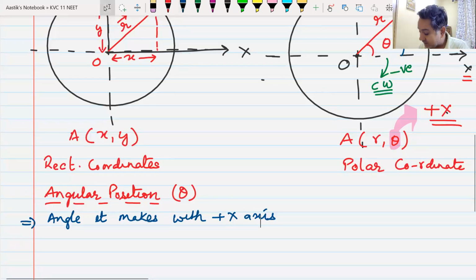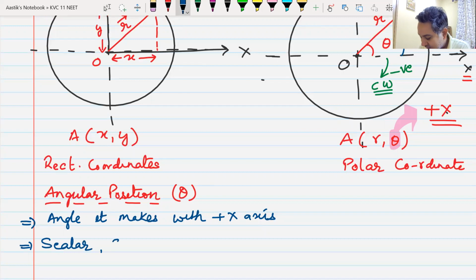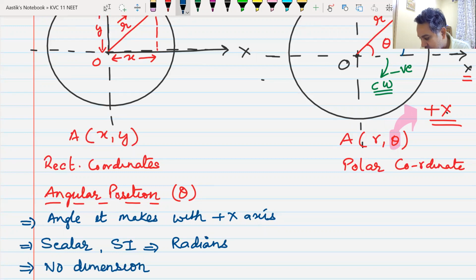What type of quantity is angular position? It is a scalar quantity. Its SI unit is, remember, radians because it's an angle, and it is a dimensionless quantity. It has got no dimensions, but it has a unit. Remember, angle is the only quantity which has no dimension, but it has a unit. Do we remember this? Yes or no? This is known as angular position. Do we understand this? Yes or no?